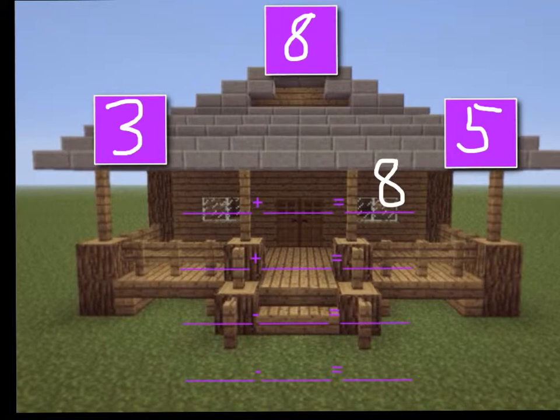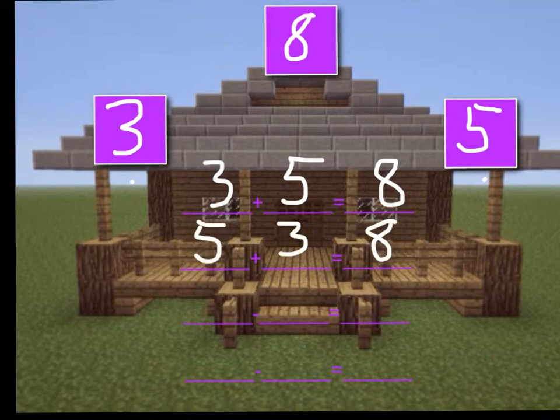Now, I have 3 and I've got 5. So let's do 3 plus 5 equals 8. Now I'm going to do the turnaround, which is 5 plus 3 equals 8. Now comes the subtraction side, or the turnaround takeaway. For a takeaway, I always have to have the biggest number first. So the biggest number in my fact family triangle here is 8.